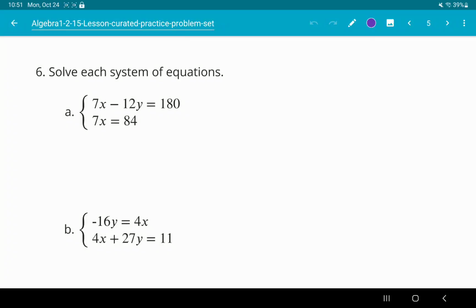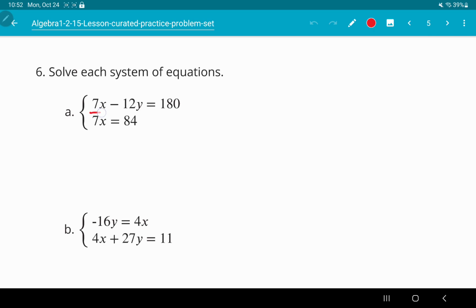Solve each system of equations. Okay, so if we're asked to solve, we have lots of different strategies. We can graph, we can use substitution, or we can use elimination. If we were going to use the substitution method, we would be looking for a way to eliminate a variable where I can replace one thing with another.